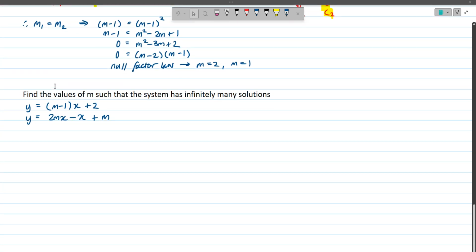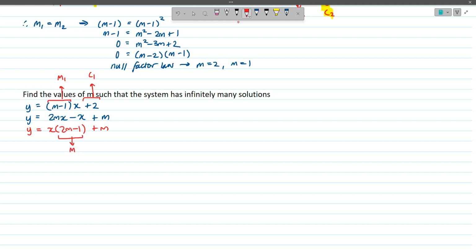So welcome back, guys. Let's continue through this. In this case here, this is already in y equals mx plus c. We can see that this is going to be m1, and this here is going to be c1. Now, if we were to factorize out x from this one, you would have x times m minus 1 plus m. If you don't know how to factorize, again, talk to your tutor for this. Now, knowing this, we can say that this here is going to be our m2, and this is going to be our c2.